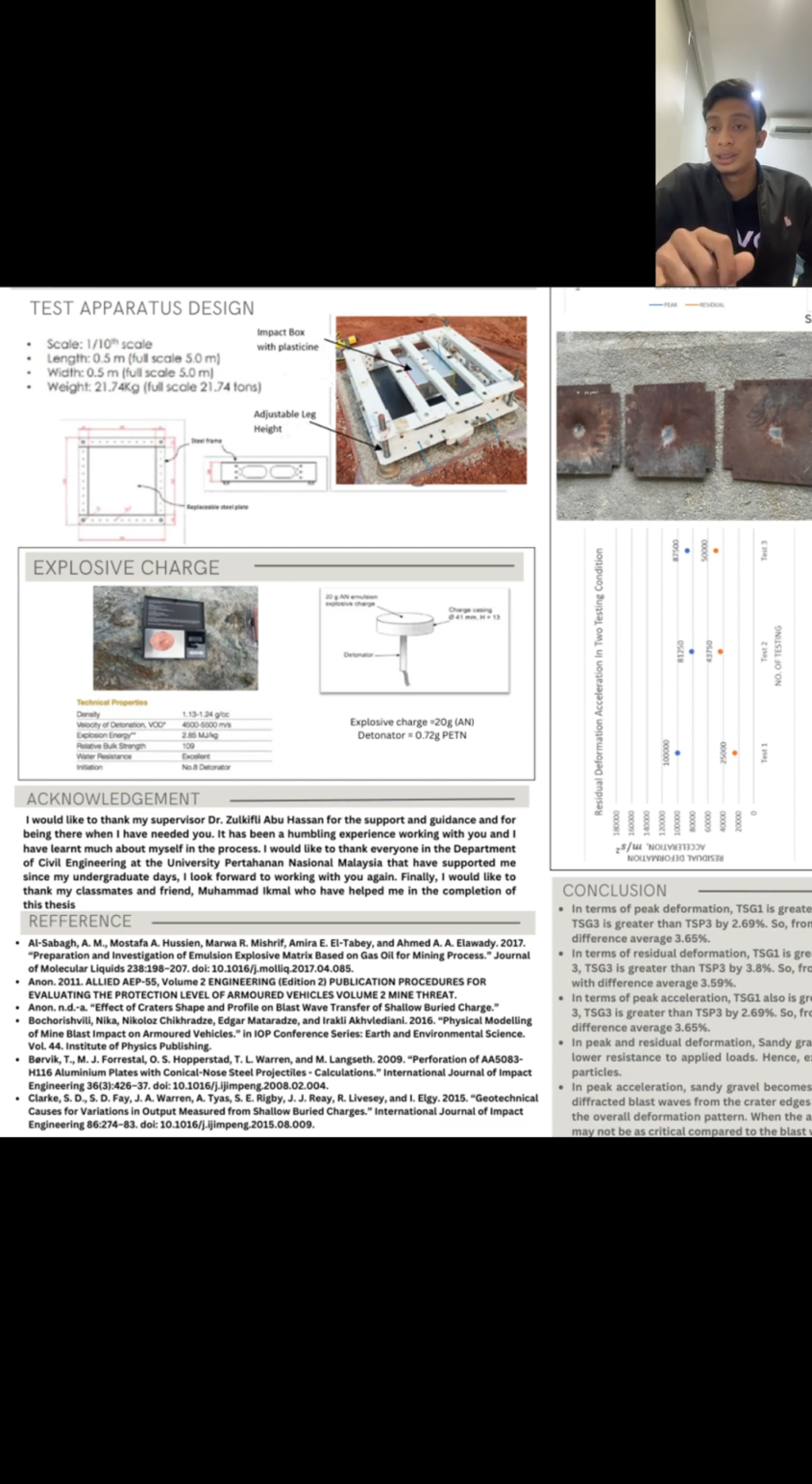And as you can see in the figure, there is an adjustable leg height, and the adjustable leg is used for adjusting the height of the steel jig, and it must obey the standard, which is 50 millimeters from the ground surface. The test jig must be put at the center of the landmine.